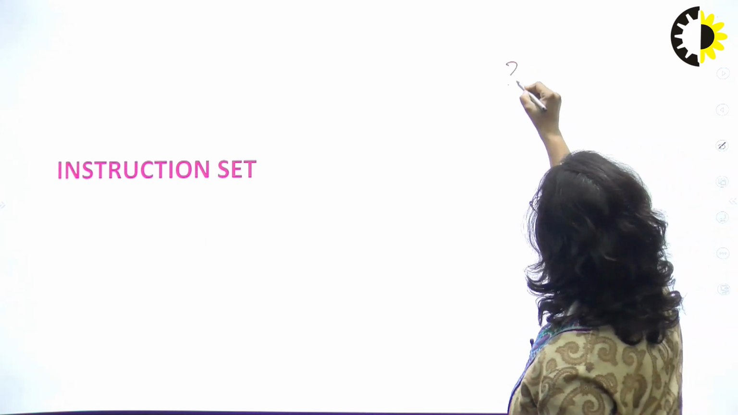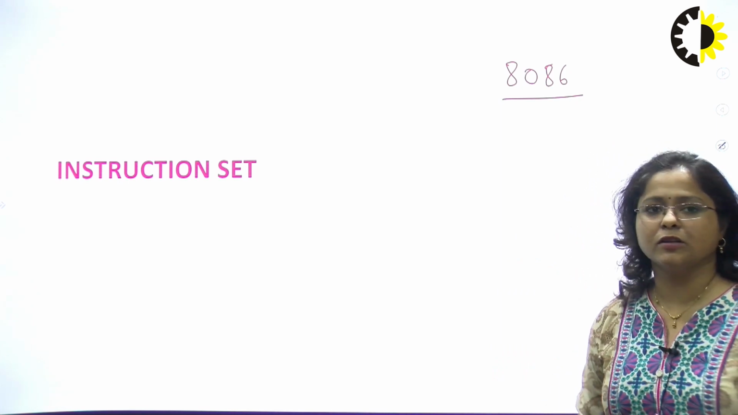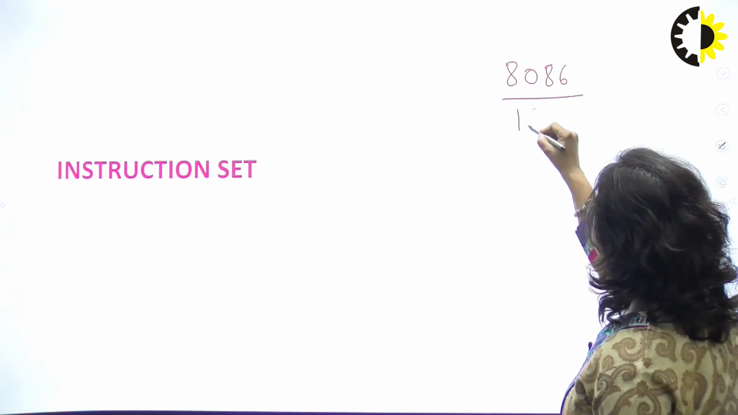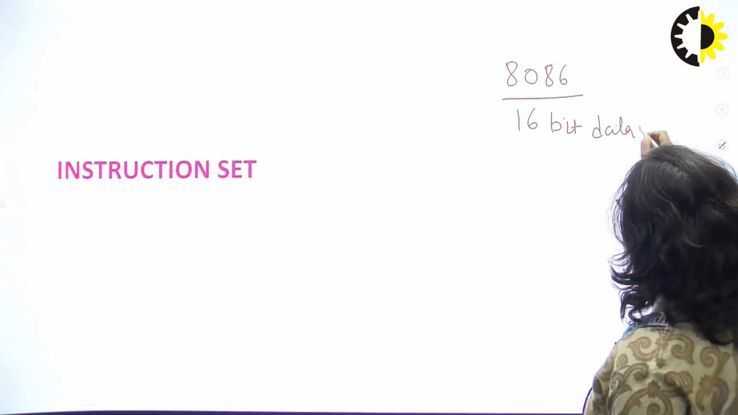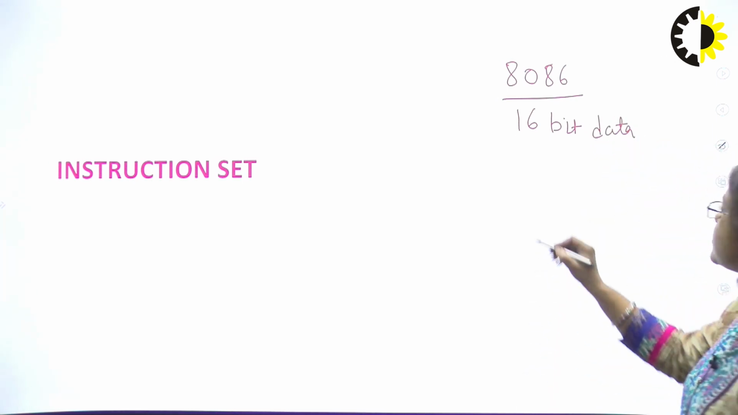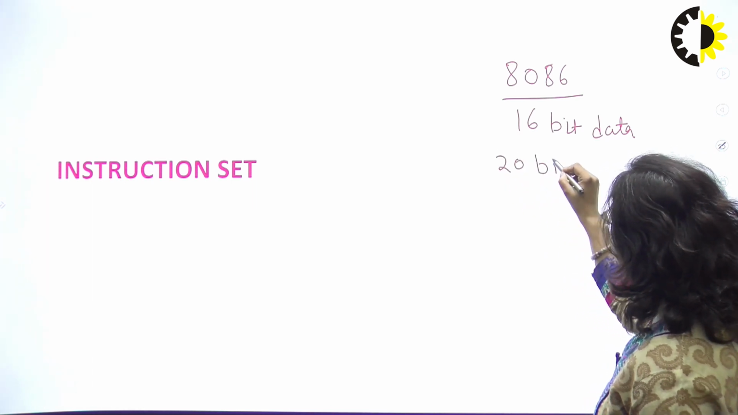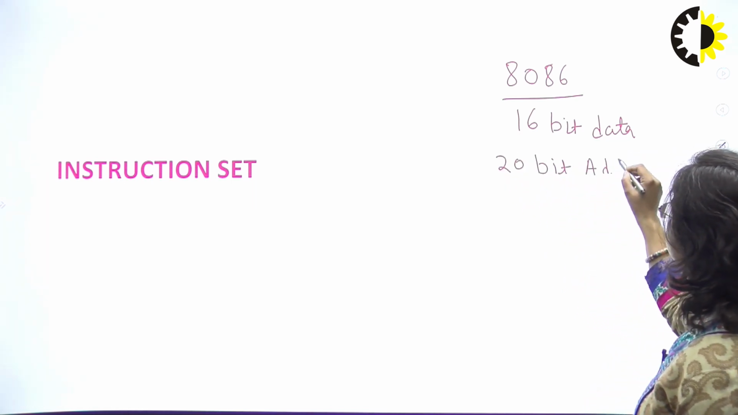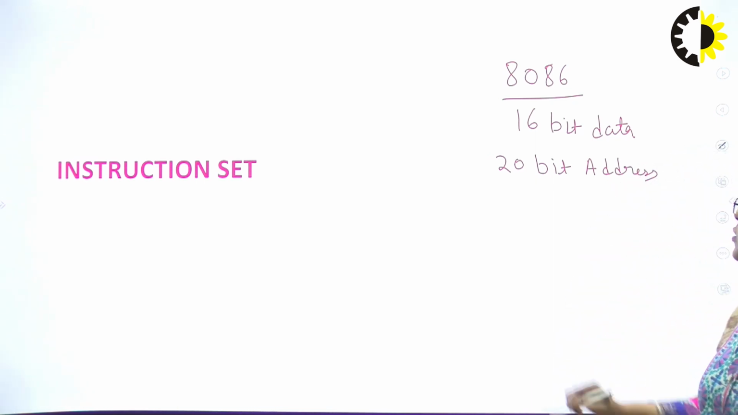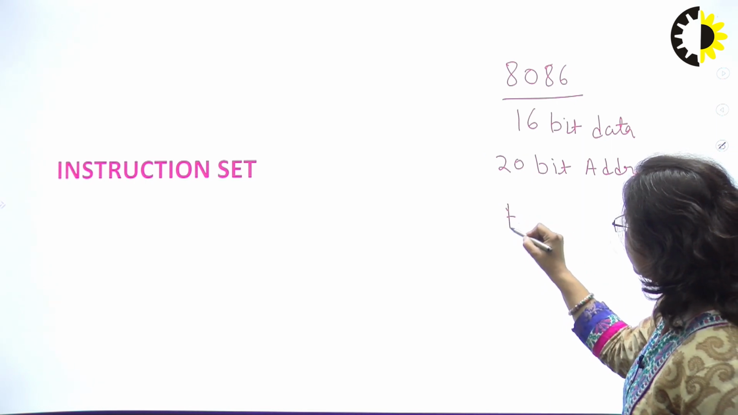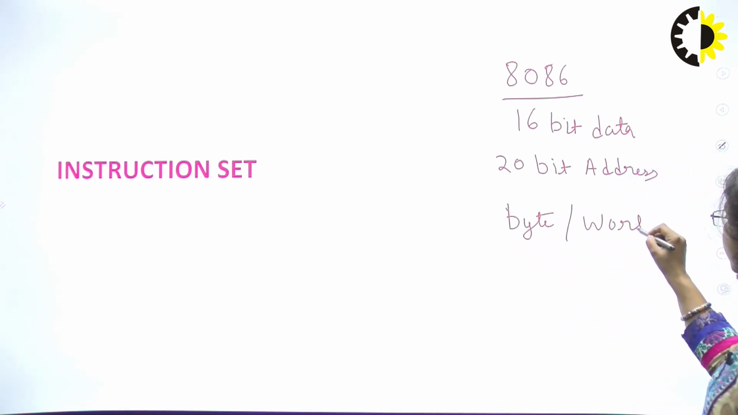In the 8086 microprocessor, an instruction consists of 16-bit data, and this data will be fetched from memory with 20-bit address lines. So, 8086 can perform any mathematical operation on byte or word operands.